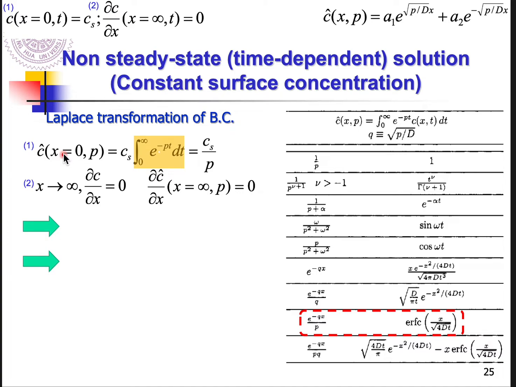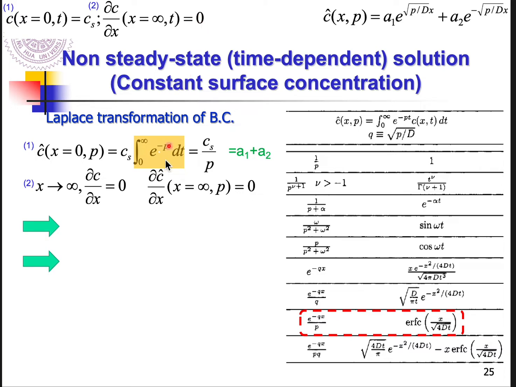And if x equals 0, then C hat will be equal to 0 here, and this is also 0. So C hat will be equal to A1 plus A2. So I got this relationship from boundary condition 1. And next, we apply the Laplace transformation on boundary condition 2.